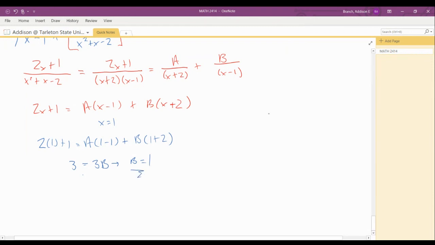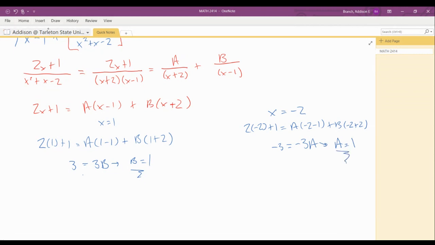And of course over here we could do x equals -2. We would get 2 times -2 plus 1 equals a times -2 minus 1 plus b times -2 plus 2. -4 plus 1 is -3. -2 minus 1 is once again -3. And then 2 and -2 cancel out. -3 equals 3a. A equals -1.